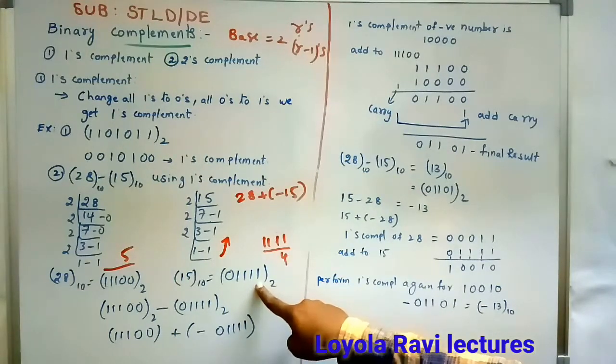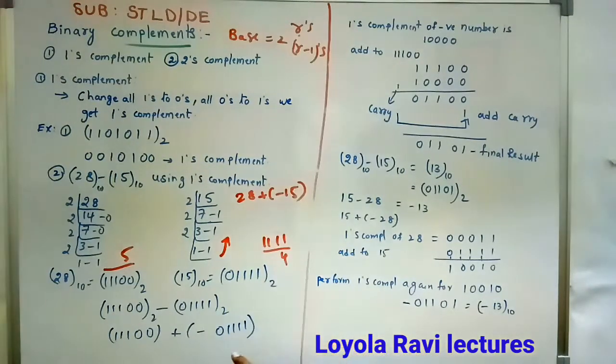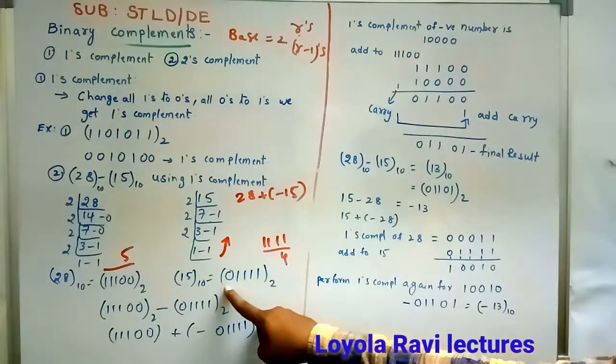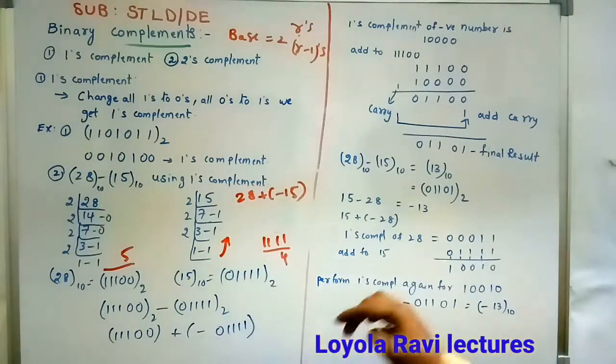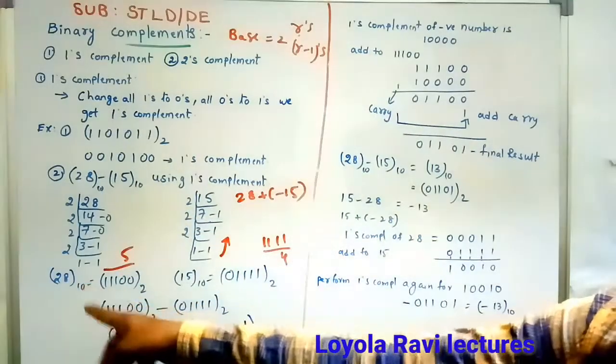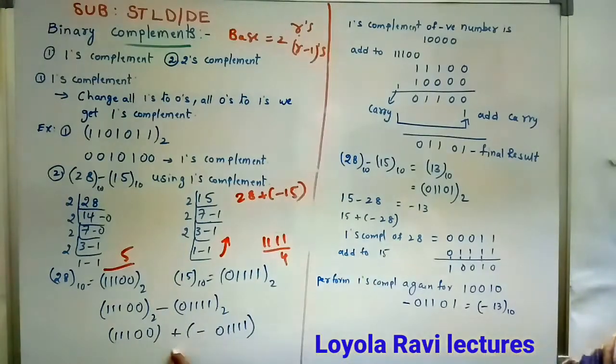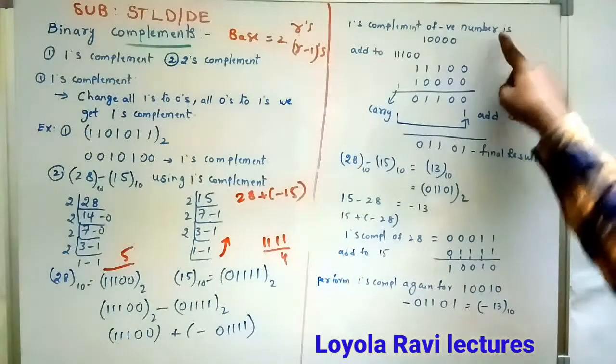For this we have to find the complement. What is the ones complement for this one? The ones complement for this is 1, 0, 0, 0, 0. So again I wrote it very clearly: this is 28 minus 15, 28 plus or minus 15, in binary. For this one I am going to find the complement, the ones complement of the negative number.